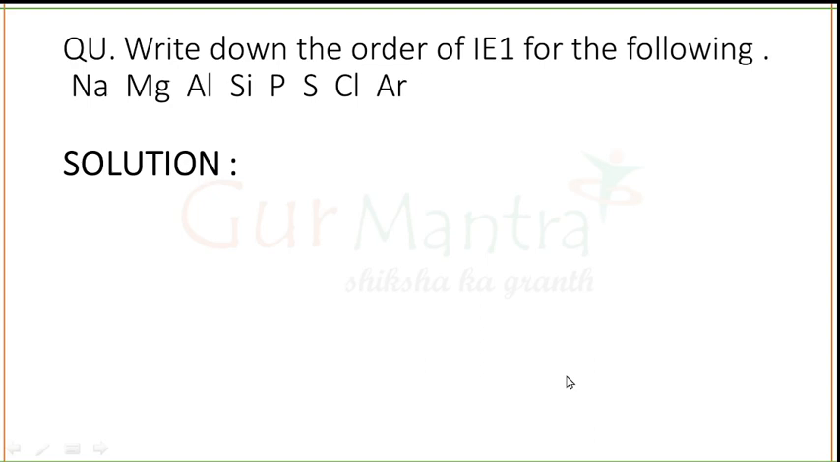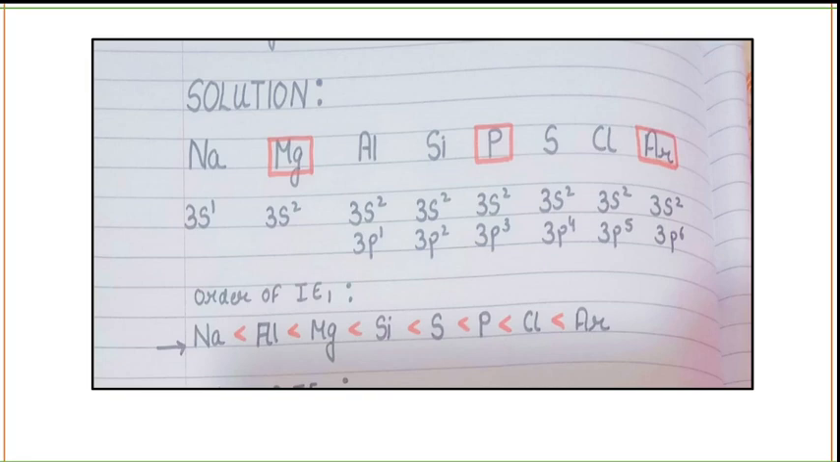Okay guys, let's see the solution. So basically, first of all, you have to write the series, then the electronic configuration of that particular element. As you know, the atomic number of sodium is 11, therefore we have written the outermost shell electronic configuration as 3s1 because for calculating the ionization enthalpy, you should know about the outermost electron because ionization enthalpy is the minimum amount of energy which is required to remove an electron from its outermost shell.